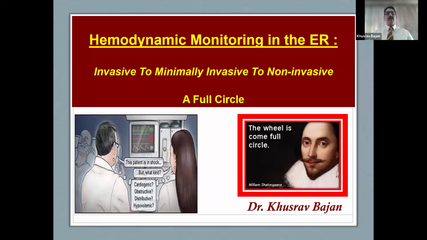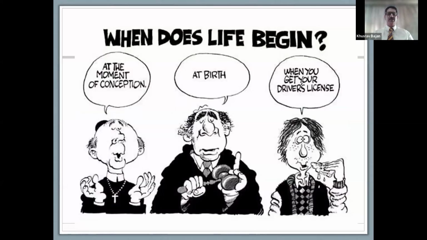Let's begin. Hemodynamic monitoring in the ER, and I've given it a heading, a full circle, because we use invasive monitoring, we use minimally invasive, we use non-invasive, and the entire circle of life keeps coming on and on to us, and we get confused as to which one to actually use for a particular patient in the ER or even in the ICU.